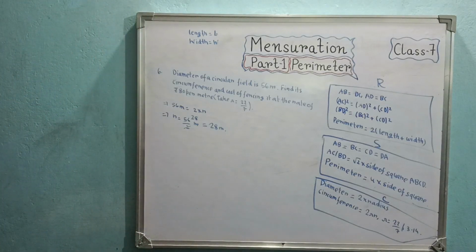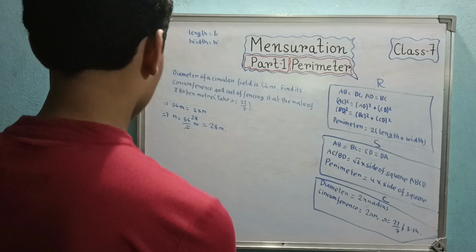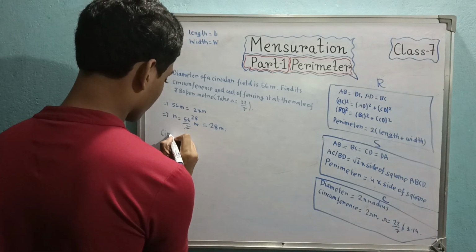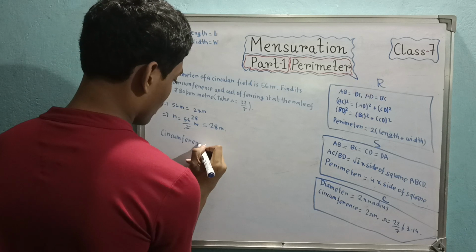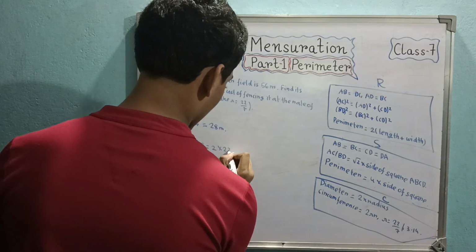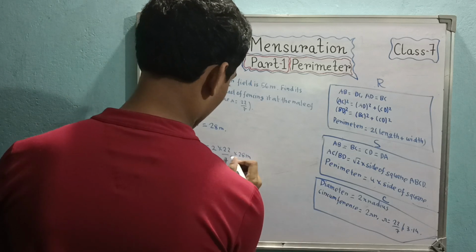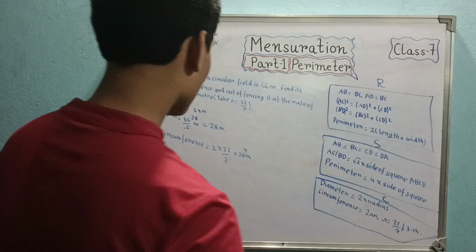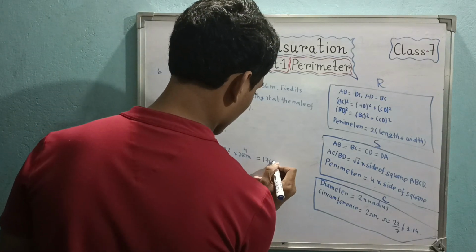No issues. Now what is the formula of circumference? 2 pi r. Circumference equal to 2 pi r. Pi is 22 by 7 and r we just got, 28 meter. Simplify this. 2 into 22, 44 into 4 equal to 176 meter.